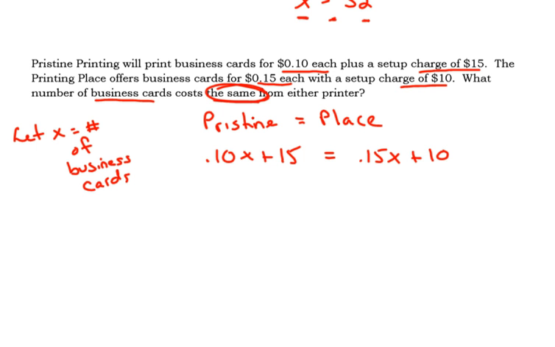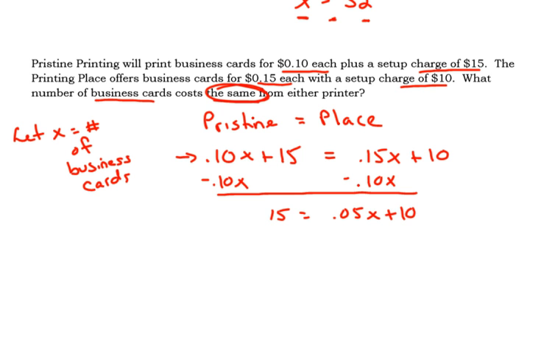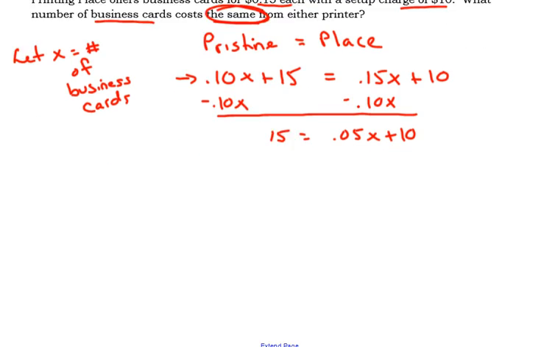Again, notice we have variables on both sides. This time, because the 0.10 is smaller than 0.15, I'm going to subtract 0.10x from both sides. And it doesn't matter that the variable is going to be on the right-hand side, because it's an equality. We can switch the order of the equation and it won't matter because we're still equal on both sides. I subtract 10 from both sides.